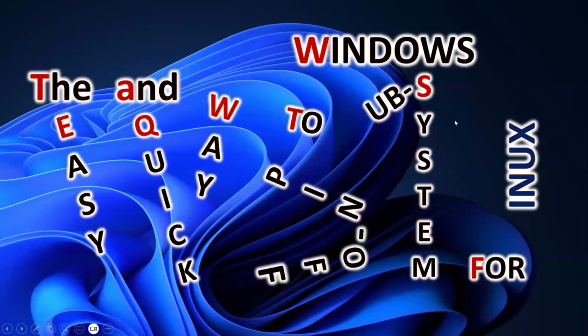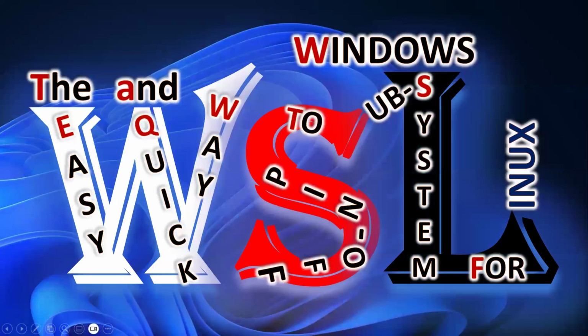I'm going to just start the session. And as you can see here, the topic is Windows Subsystem for Linux. The white W, the red S and the black L is the abbreviation for Windows Subsystem for Linux. And you can see here the way I made a little bit of art out of it.